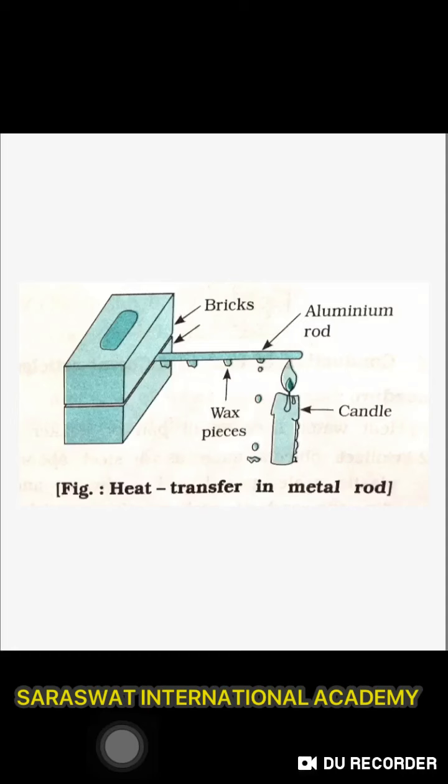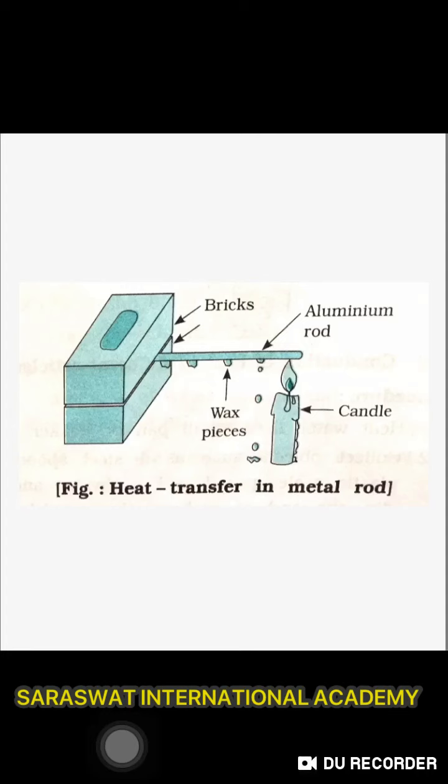Clamp the rod to a stand or put one end of the rod in between two bricks in horizontal direction in such a way that the wax pieces must remain beneath the rod. Now heat the other end of the rod with the help of a candle. What happens to the wax pieces? Do these pieces begin to fall? Which piece falls the first? Do you think that heat is transferred from the end nearest to the flame to the other end?